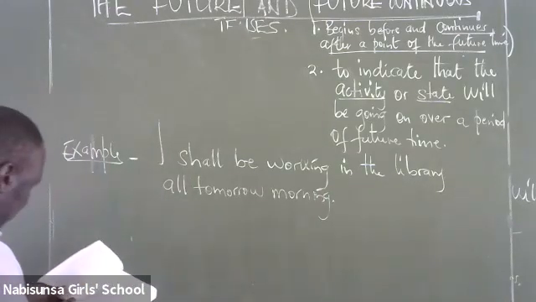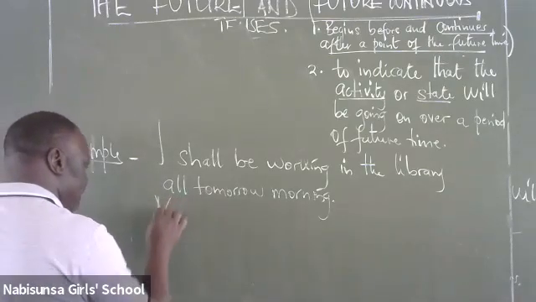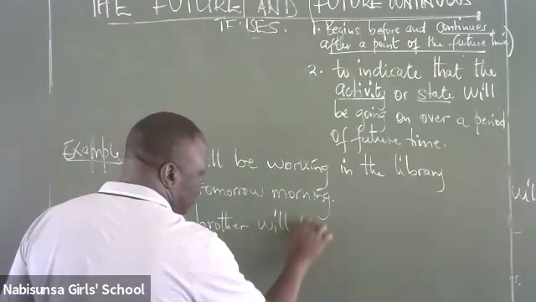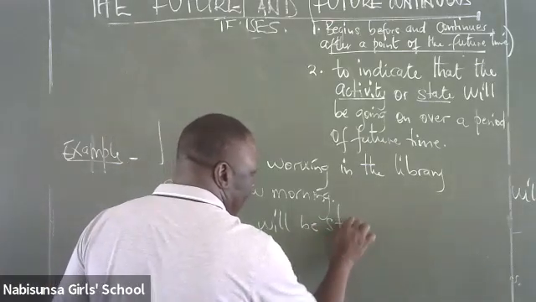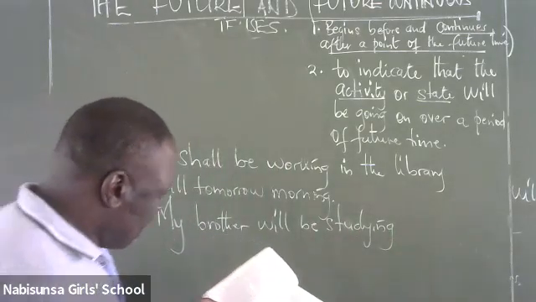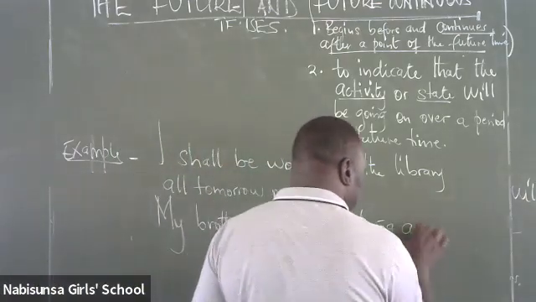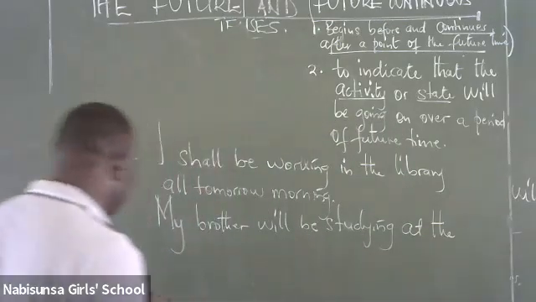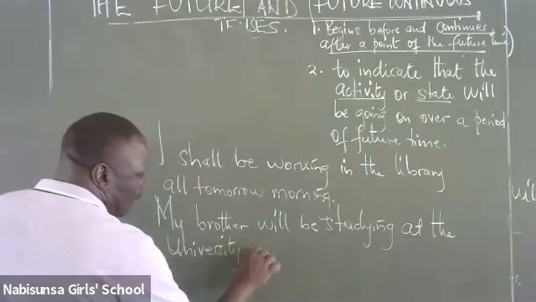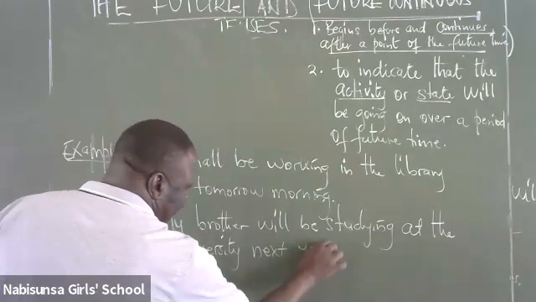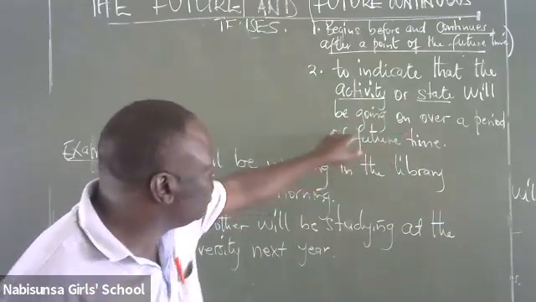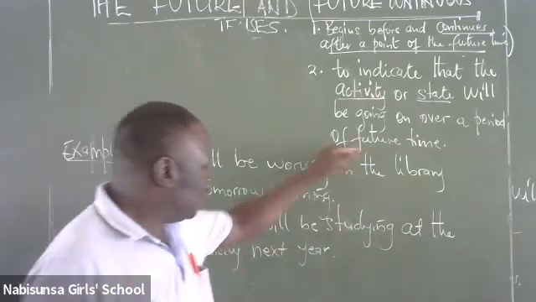Then, my brother will be studying at the university next year. We can look at the two first to indicate that the activity or state will be going on over a period of the future time.